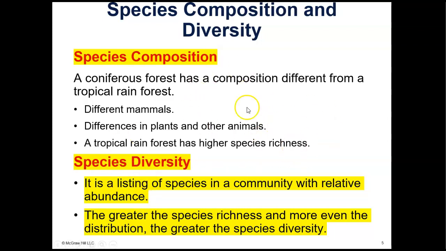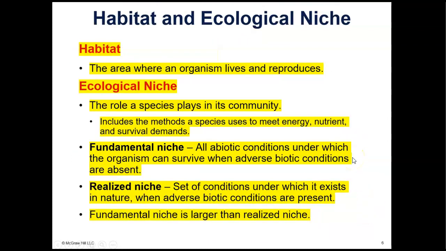In other words, the species that live in that ecosystem kind of define it. The species diversity, again, is a listing of the species in a community, so that's the species richness, along with the relative abundance of each species. So the greater the species richness and the more even the distribution, then we say that there is greater species diversity. A few other terms that you need to be familiar with when we do talk about ecosystems and communities.